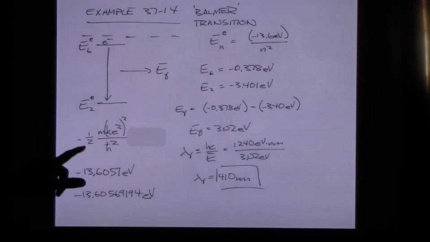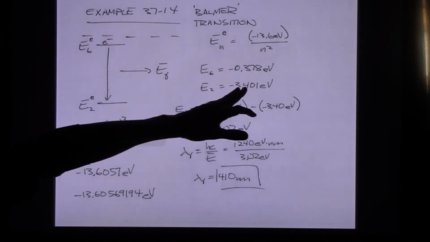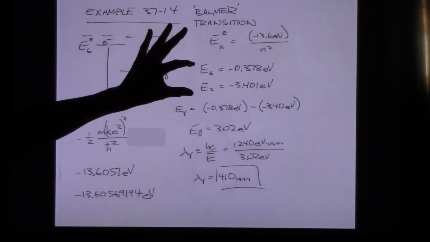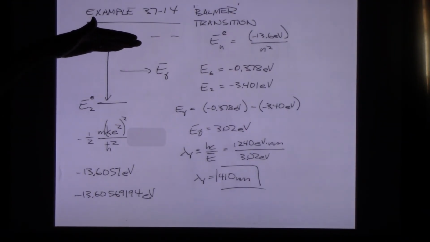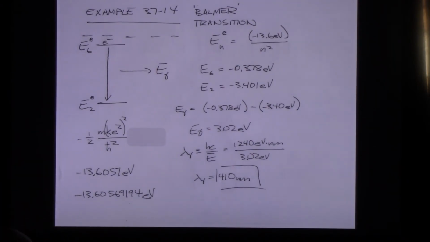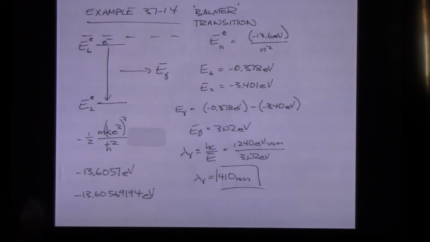As the ground state, the 1/2 m ke squared over h bar squared. So I can keep some extra sig figs here. So I got an energy for those two states. Again, I'm subtracting a lower negative value from a higher negative value to get a positive value. It says these photons would have an energy of 3.02 eV. I can take my 1240 conversion and realize that the wavelength is 410.